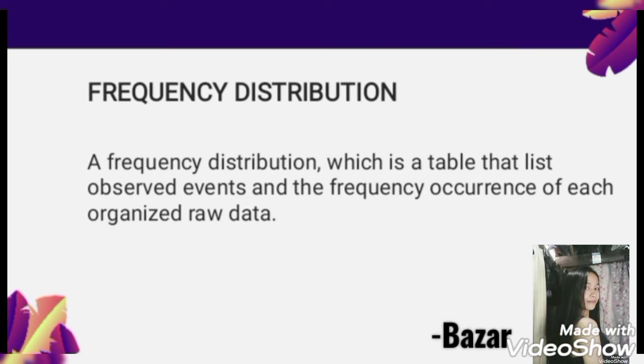Another, frequency distribution. A frequency distribution is a table that lists observed events and the frequency of occurrence of each organized raw data. So, where to use the frequency distribution table? A frequency distribution table can help you organize this data. A frequency distribution is a chart that summarizes values and their frequency. It's a useful way to organize data if you have a list of numbers that represent the frequency of a certain outcome in a sample.